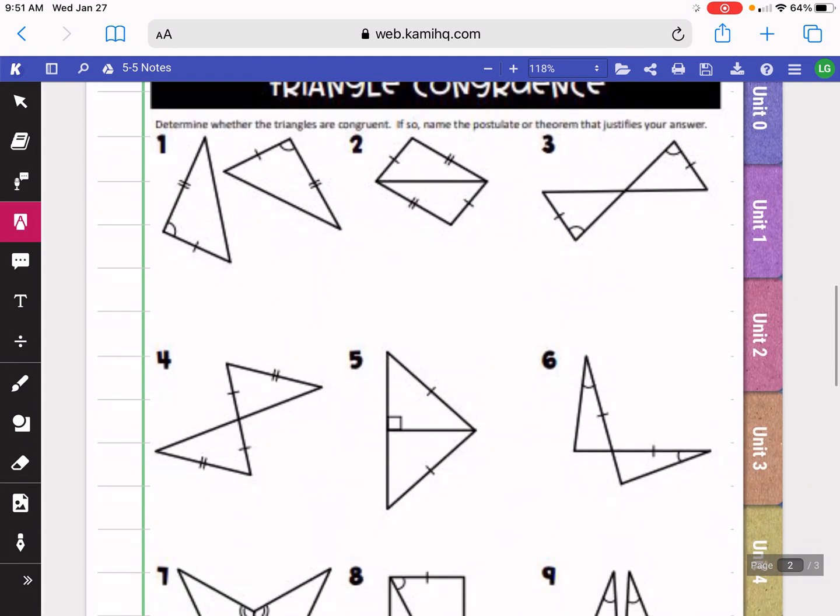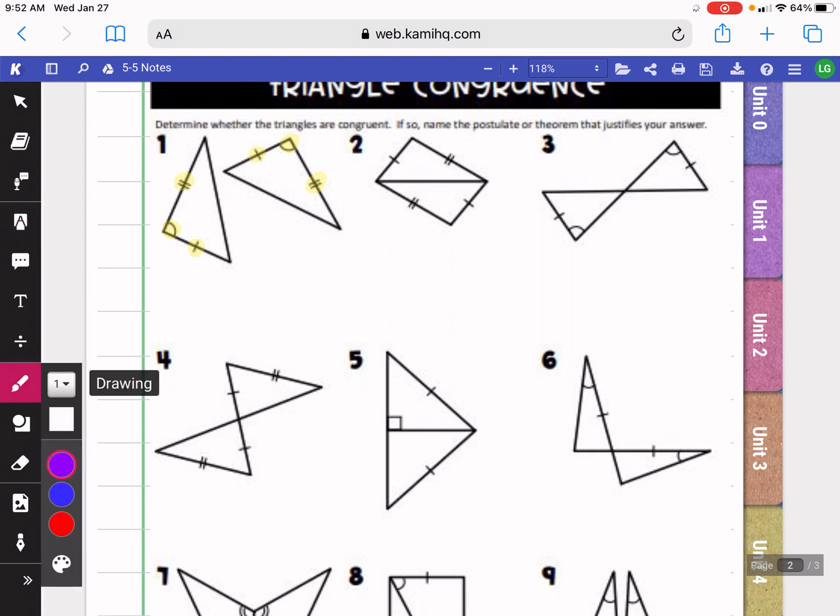So here in example 1, we have a picture. Let's see if one of those theorems can be used. So I notice this one's marked with a 1. So that's a side, then an angle, and then a side. So if I went in order using the way they were marked, this is side, angle, side, or SAS. So these two are congruent. And that would be using side, angle, side.